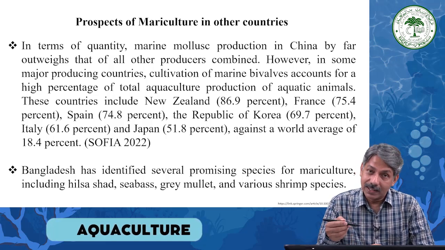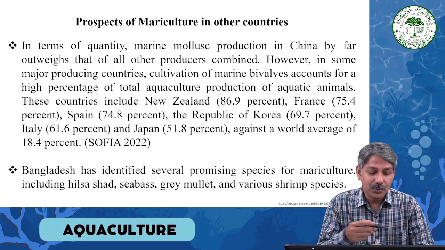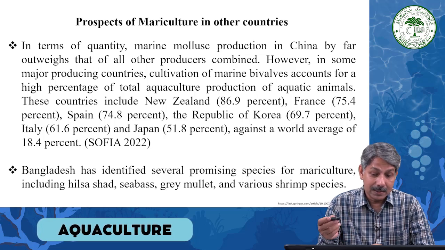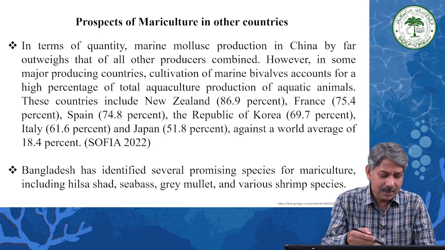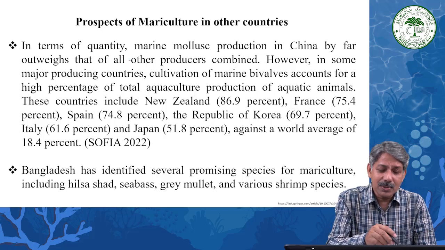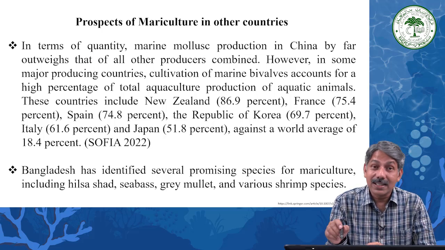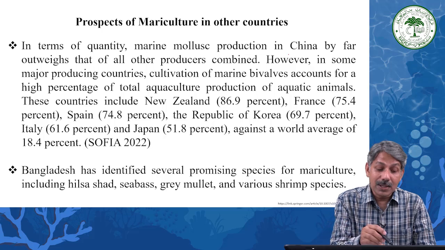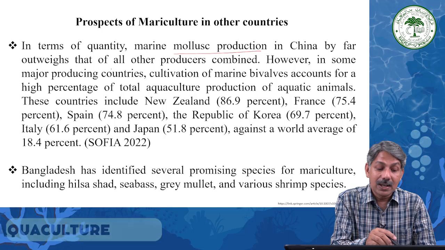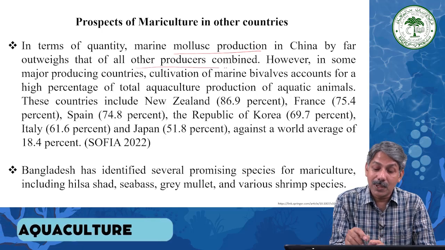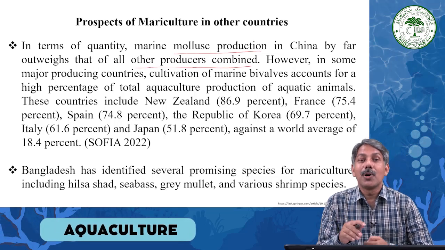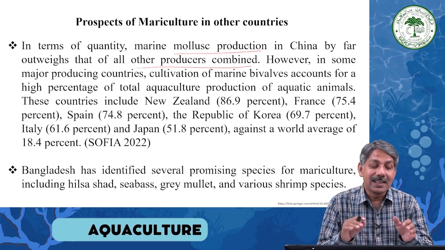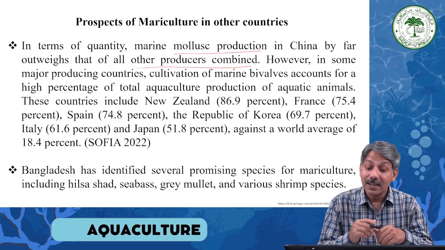Now, what about our country, India? We are blessed with huge resources, and here there are some more points about the other countries. In terms of quantity, marine mollusk production in China, we are not discussing India here. From the next slide, we will discuss the status and prospects of India. In China, by far, mollusk production outweighs that of all other producers combined. If you combine mollusk production from all the countries, that is less than that produced by China.